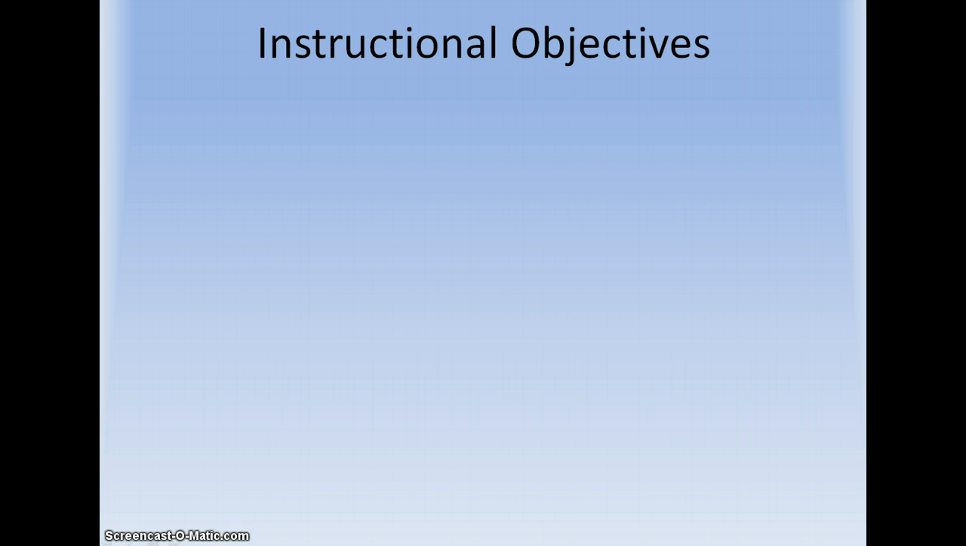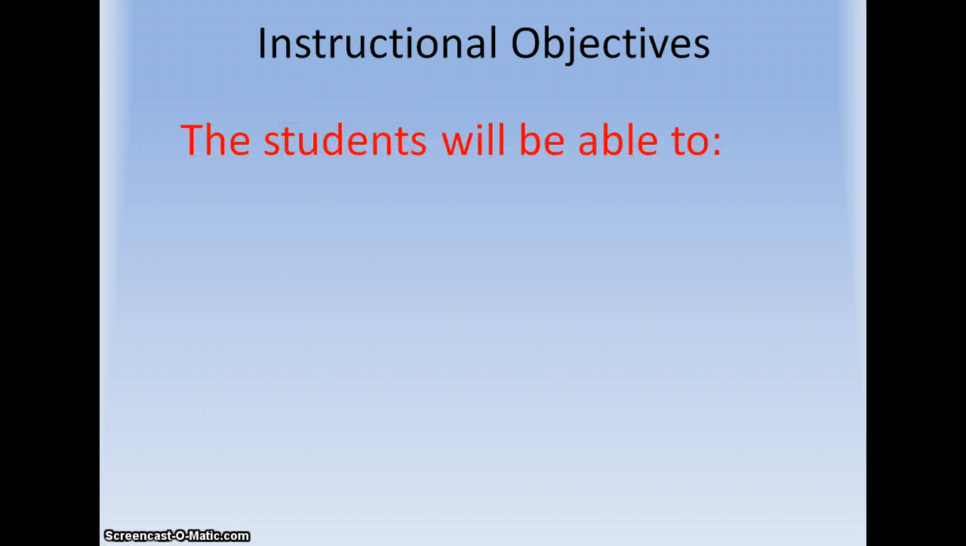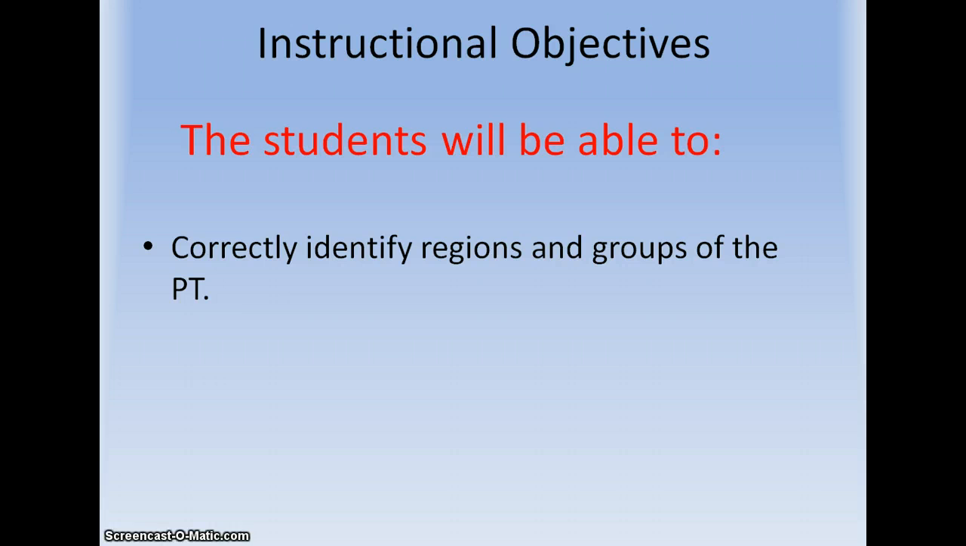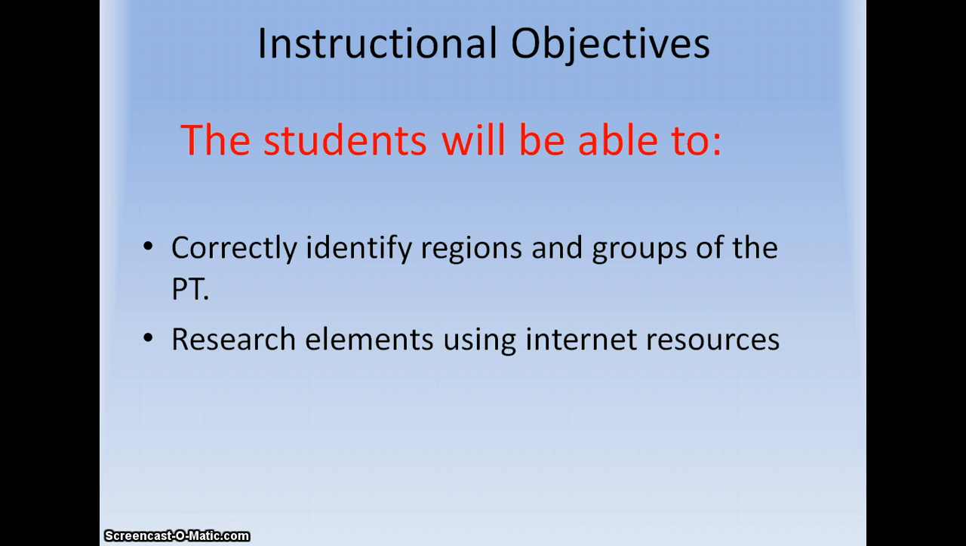The instructional objectives for this lesson are, first of all, they need to be able to correctly identify the regions and groups of the periodic table. When they're doing their projects, they'll have to know the different areas and regions in order to do their research and to report on that. They will also research different elements using internet resources. Basically, they're going to find as much background information about an element as they can, so that they're going to be able to creatively come up with some sort of representation of that element.